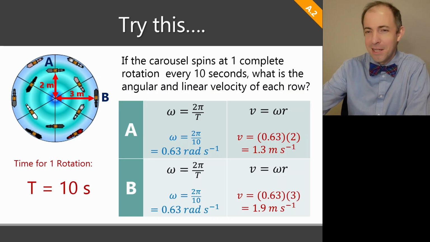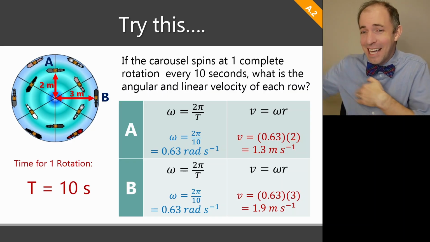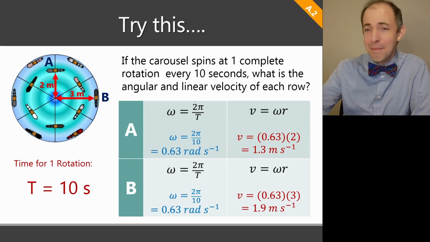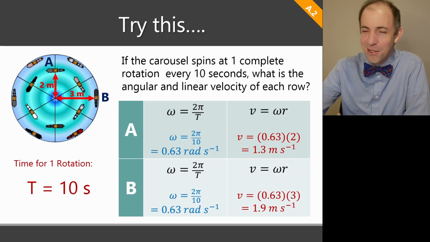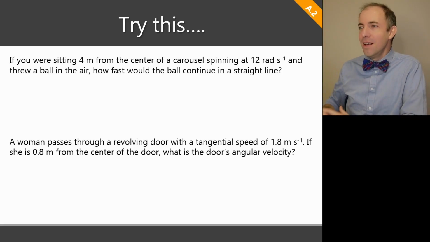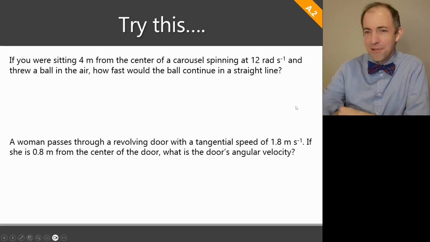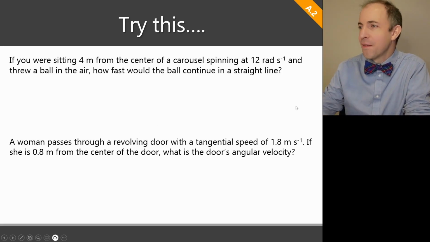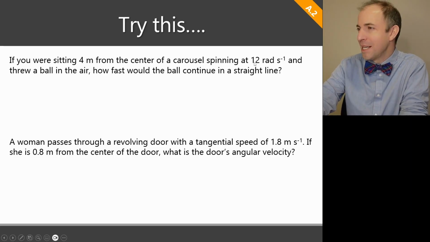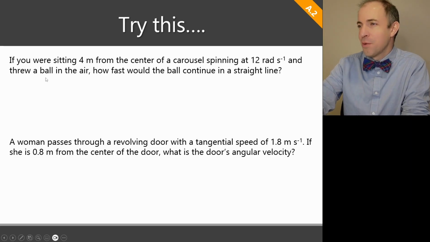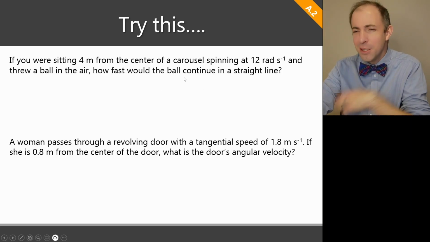So if you're looking for a thrilling ride on a carousel, get into the outermost lane and you'll be moving a little bit faster because you're a little bit farther away. So we can also answer this in some word problems. If you're sitting 4 meters from the center of a carousel spinning at 12 radians per second and throw a ball in the air, how fast would the ball continue in a straight line?